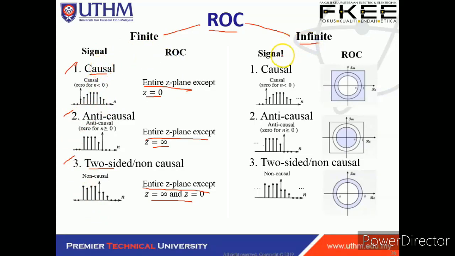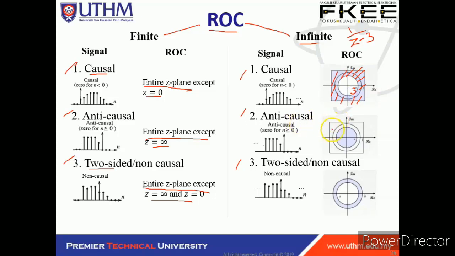For the infinite, we also have three types, which are causal, anti-causal, and two-sided or non-causal. For the causal, the ROC is z larger than the radius. For example, if at the denominator we have 1 over z minus 3, our ROC is z larger than 3. The A value is 3.